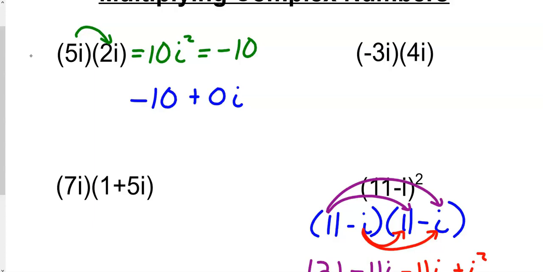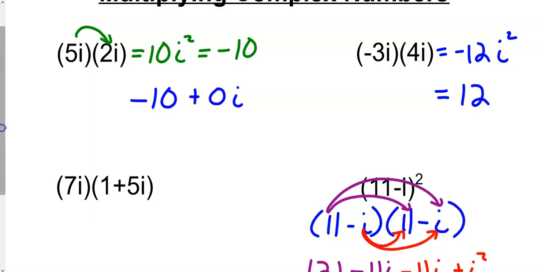All right, so right back up here, -3i times 4i. Well, -3 times 4 is -12, and i times i is i squared. And again, we keep seeing this i squared pop up. i squared is just -1, so -12 times a -1 is a positive 12. And again, just like before when we talked about this, there's no imaginary part, so that just means that the imaginary part is 0i. It really is there, it's just 0i.